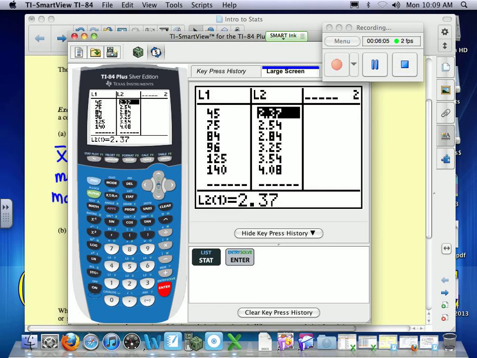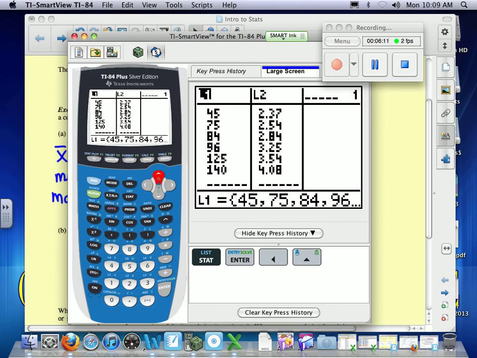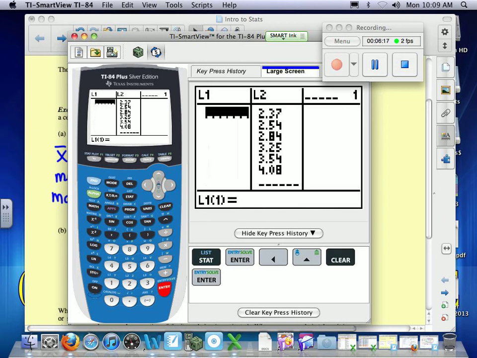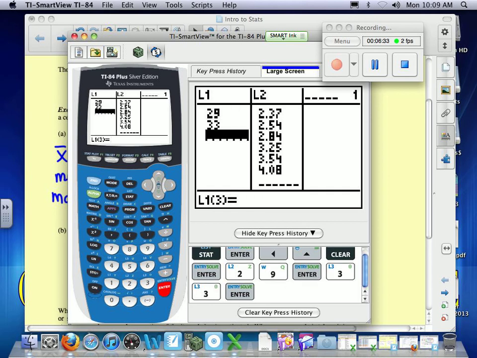Everybody okay so far? Great. In list 1, if you have stuff, go to the top so your black cursor is above L1 or right on L1 and push clear and enter. That's the fastest way to get rid of data. You can ignore all of that information, right? And now we're going to type in there our speeds. So 29, enter. You have to push enter after each value you are typing.